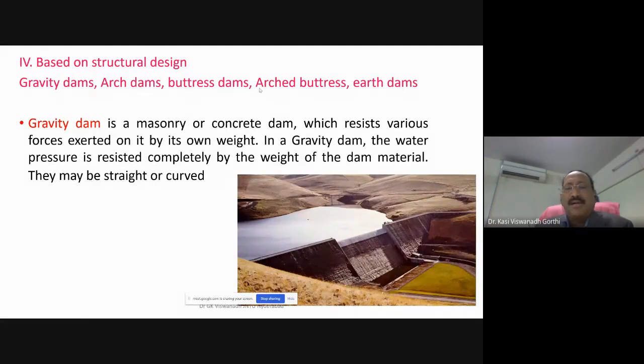A gravity dam may be a concrete dam or a masonry dam. It will resist all the forces coming onto the dam by its self-weight itself. Whenever a dam is constructed, on the upstream side there is water. Because of this water, there will be hydrostatic water pressure. Because the dam is constructed, there will also be pressure which comes beneath the foundation surface. It is called uplift. So there will be several forces acting onto the dam, and all these forces will be resisted by the self-weight of the dam itself. Then it is called a gravity dam.